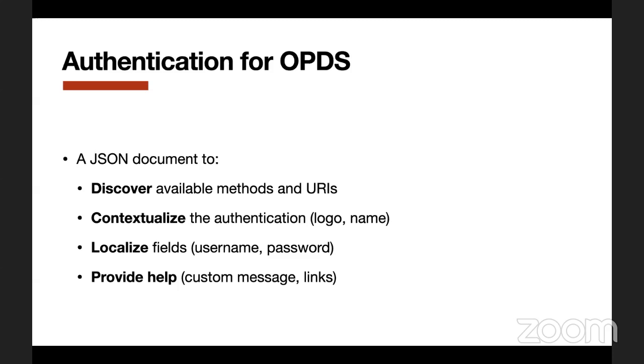So instead of having just username and password displayed, it could say barcode and PIN, or it could say that in Spanish or in German. It can completely adapt to the language used by the device to localize things. And the last one, which is also quite important, is we can provide help. So you can also include a number where someone could call, an email, that kind of information.